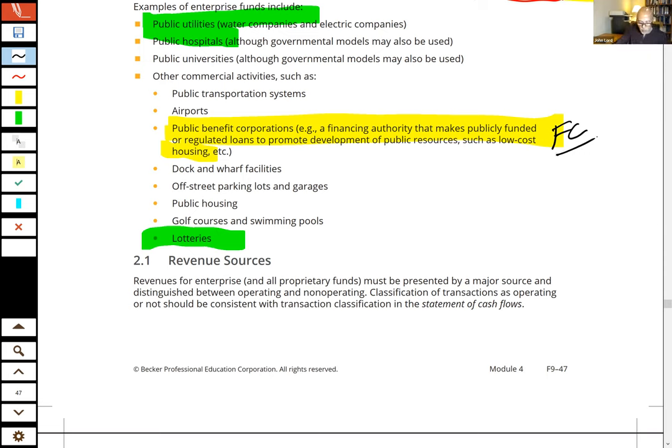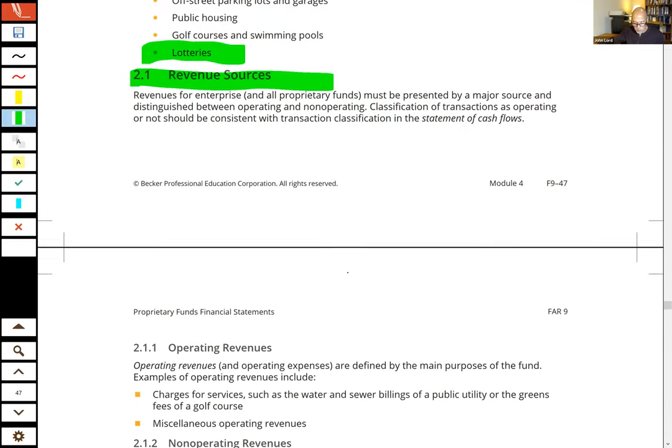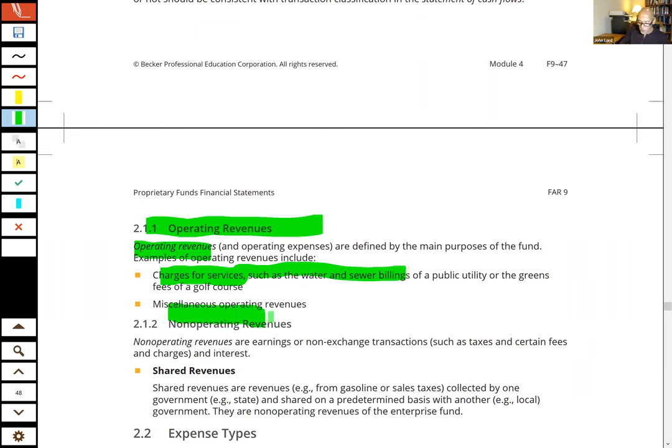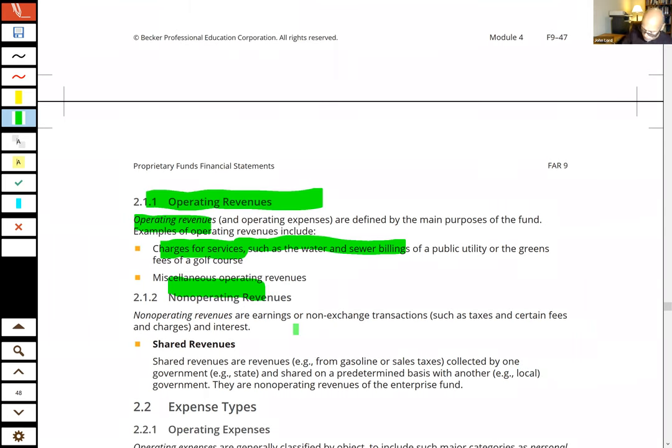Now when we look at our revenue sources down here, we're going to have operating revenue, which is charges for service, such as water and sewer billings. And non-operating revenue. A classic example is going to be our interest. Non-operating interest, right? But let's look at this shared revenue.